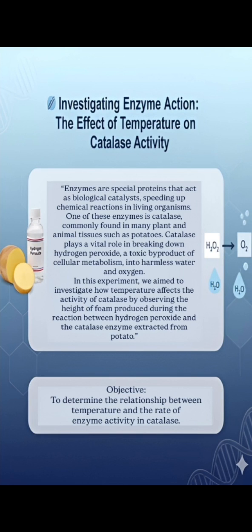Catalase plays a vital role in breaking down hydrogen peroxide, a toxic byproduct of cellular metabolism, into harmless water and oxygen. In this experiment, we aim to investigate how temperature affects the activity of catalase by observing the height of foam produced during the reaction between hydrogen peroxide and the catalase enzyme extracted from potato.